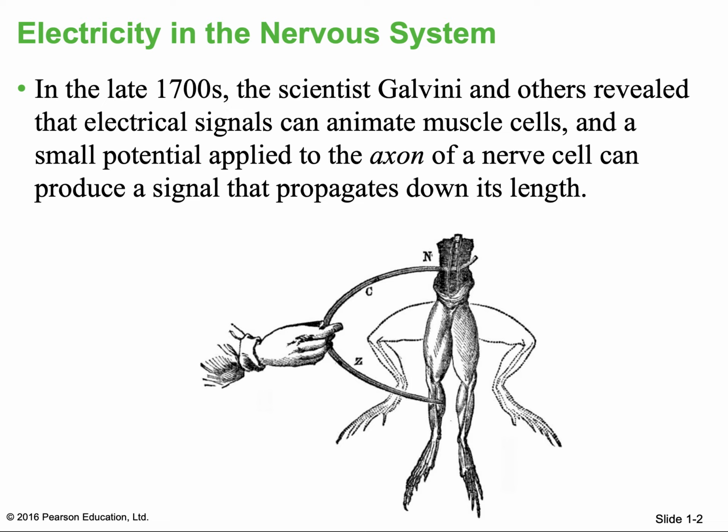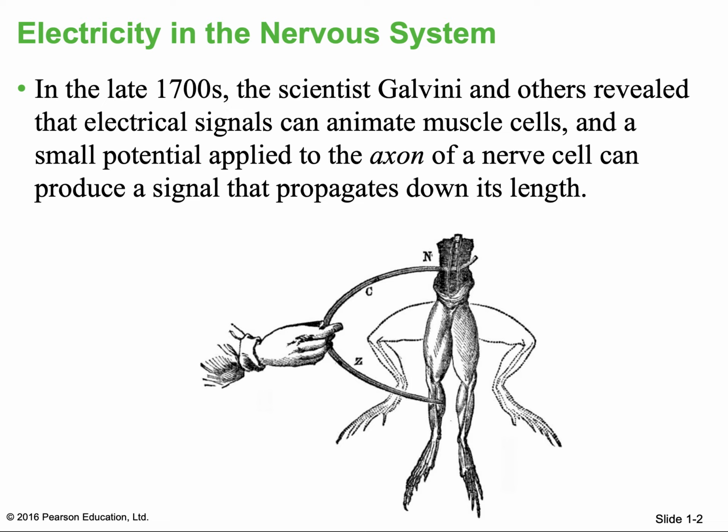Luigi Galvani is recognized as the man who discovered electricity in animals. This serendipitous discovery occurred when Galvani's assistant touched an exposed sciatic nerve in the frog with a metal scalpel that had picked up a charge, which resulted in contraction of the frog's leg.